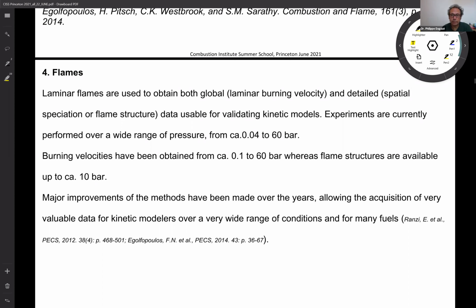And you can have an overview of what is available in this review paper published in Progress in Energy and Combustion Science in 2012. And also still in Progress in Energy and Combustion Science in 2014.